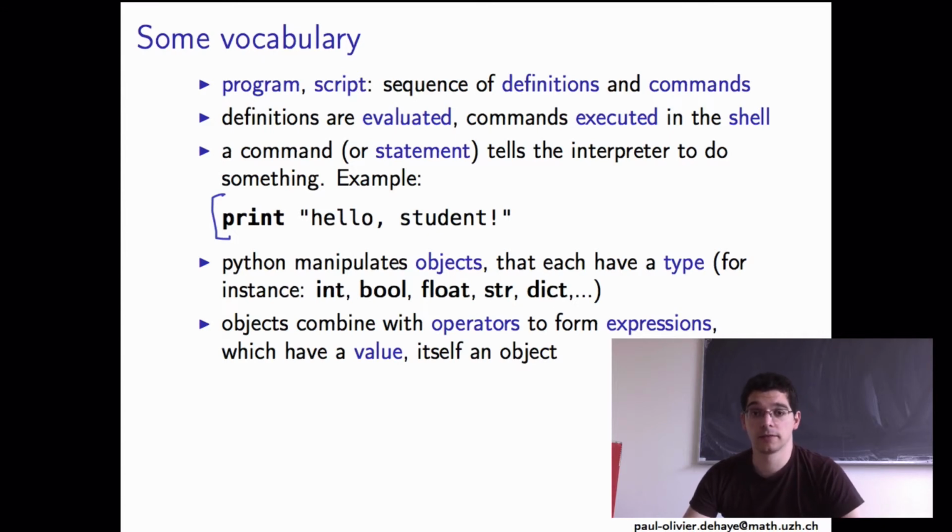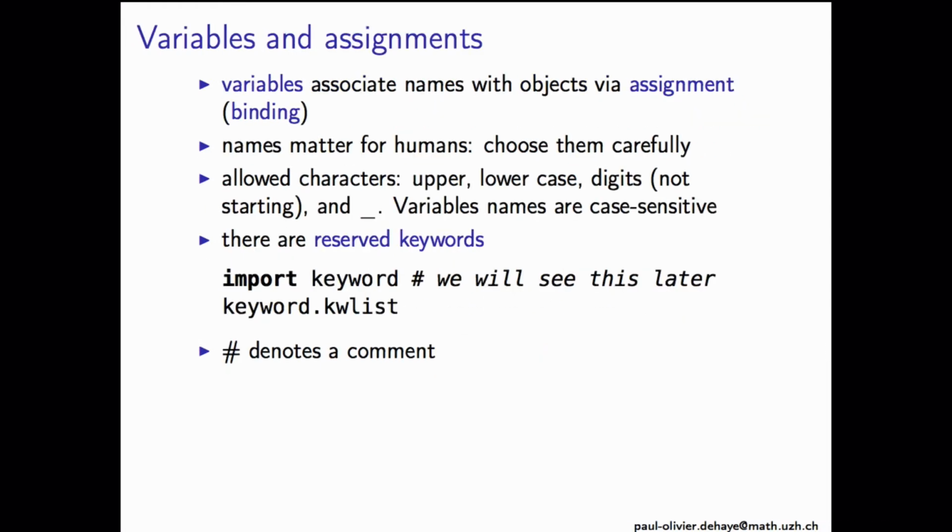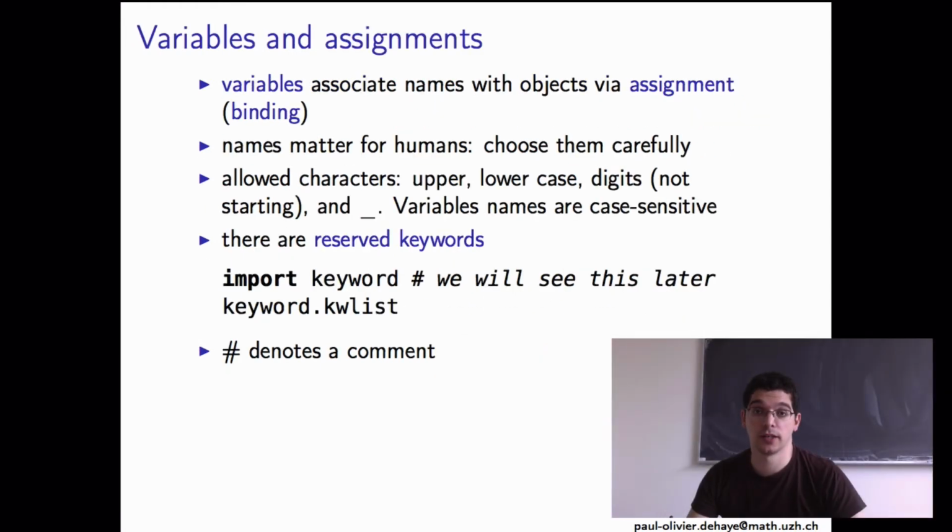Now you can combine different objects with operators to form expressions. And these expressions themselves have a value, and this value is itself an object. Okay, so you can combine several objects together using operators, and what you get are expressions, and these expressions can be evaluated to a value. What can you do with those values that are objects? Well, you can associate them to variables. So variables will associate a name with a given object, and this operation is done via an assignment, and this whole concept is called binding.